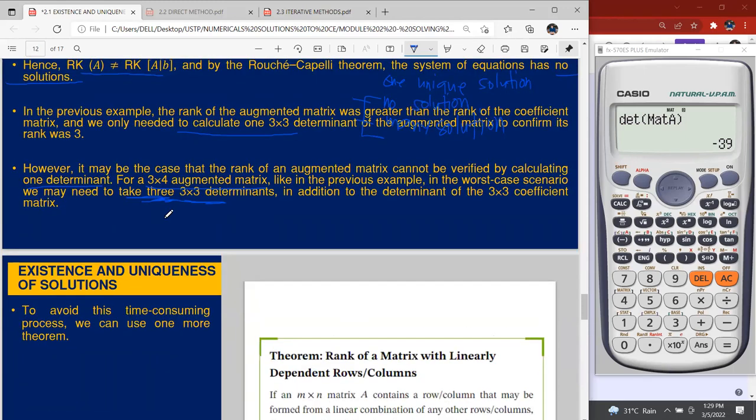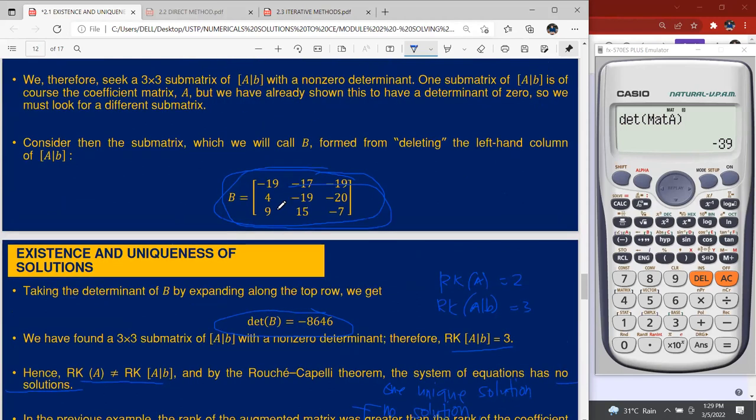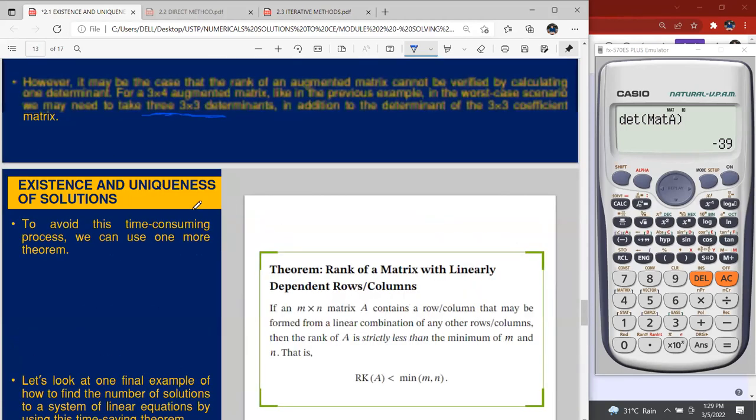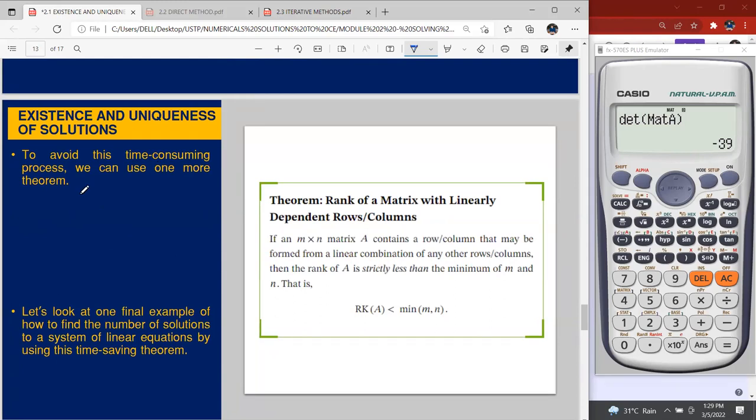Upat tanan ang combinations diya. Upat tanan ang combination niya. Okay? And to avoid this time-consuming process, we can use one more theorem. The theorem: the rank of a matrix with linearly dependent rows or columns.